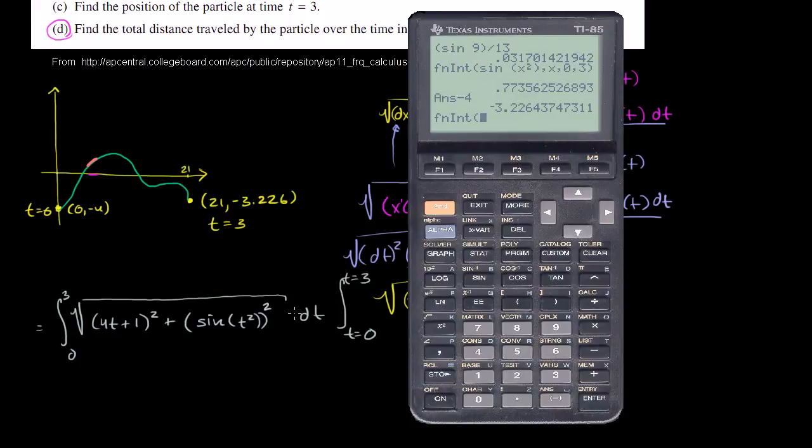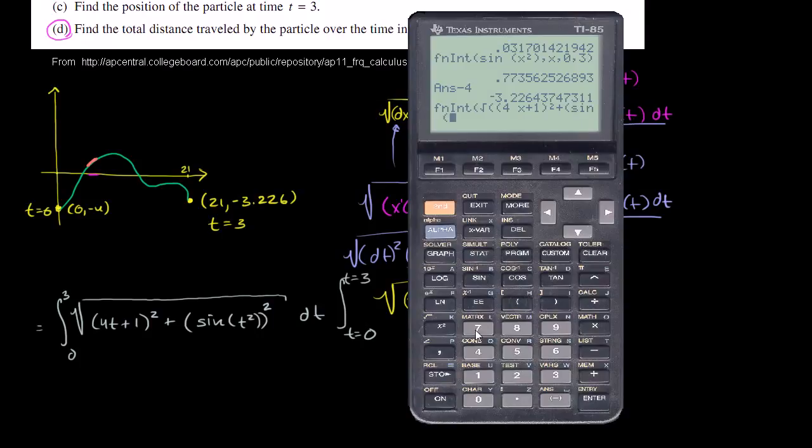We need to find the definite integral. We have to punch this into our calculator: the square root of, and I'll write it as x's just because the x button is much easier to get to than trying to put a variable t in there. So the square root of 4x plus 1 squared plus sine of x squared, instead of writing a t, I'm writing an x here just to clarify what I'm doing. Sine of x squared, and then we want to square that. Let's see, that closes that parentheses, and then I need to close the radical parentheses right over there.